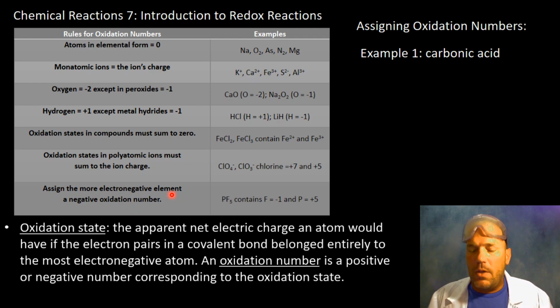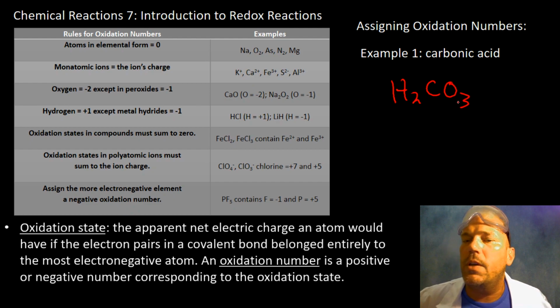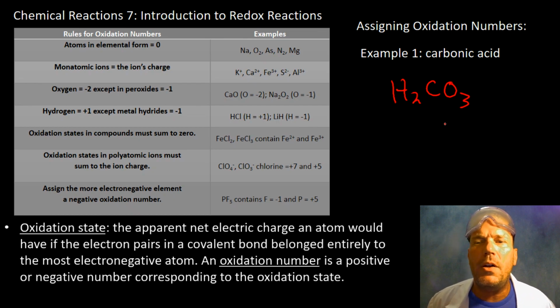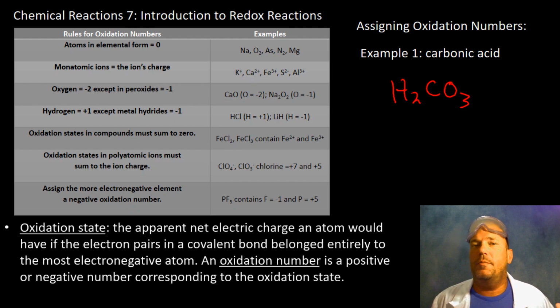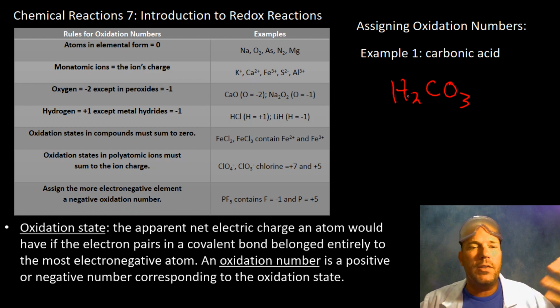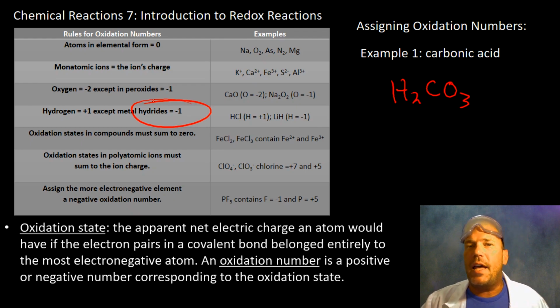All right, so at this time, we're going to go over some examples. Carbonic acid, H2CO3. Okay, this is carbonic acid. And so a lot of students say, well, where do I start? What I would do is start with hydrogens and oxygens. So, of course, hydrogens are +1 unless they're associated with a metal hydride over here. This is not the case.